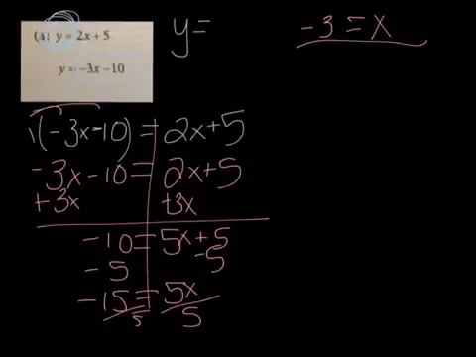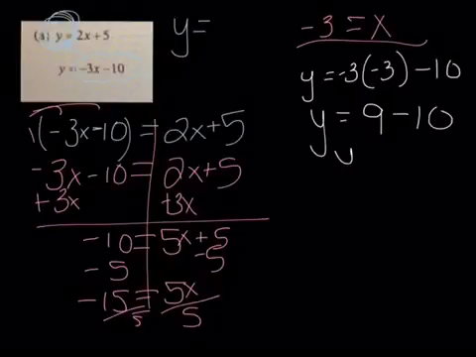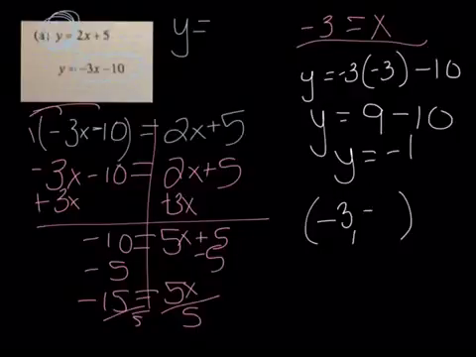Now I need to plug that back in. Either one will work. I'm going to use the bottom one. Negative 3 times negative 3 minus 10. Negative 3 times negative 3 is positive 9, minus 10. 9 minus 10 is negative 1. So my final answer, I write it as a coordinate pair in parentheses, negative 3 comma negative 1.